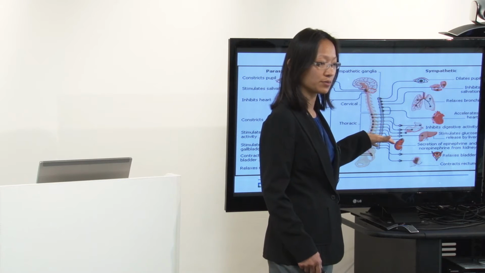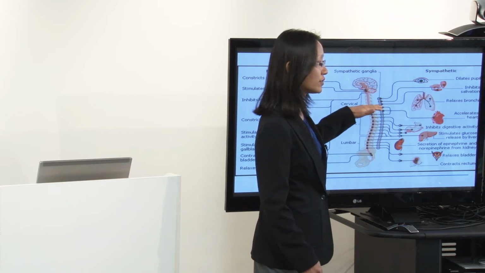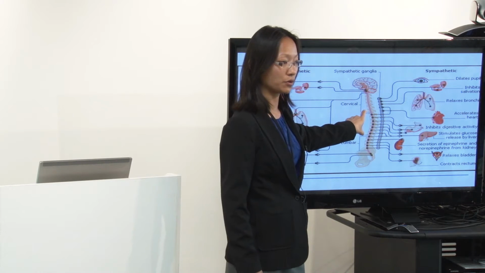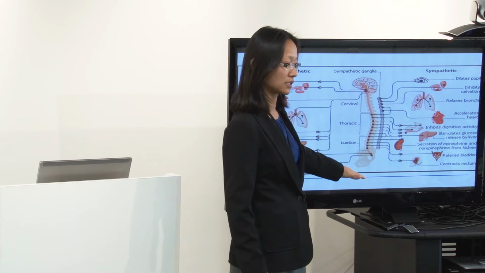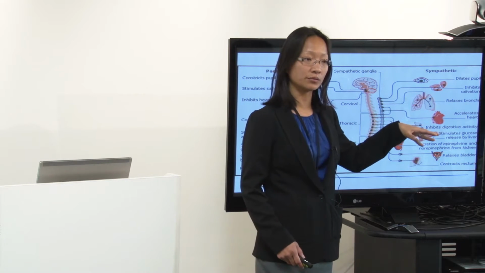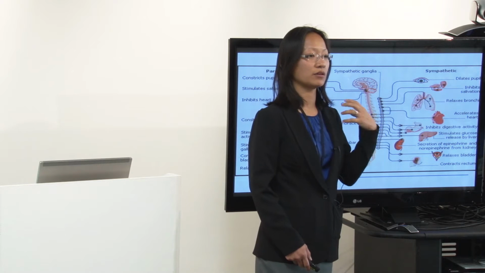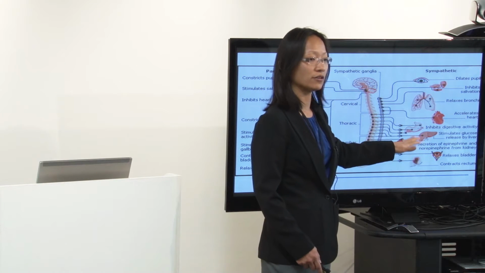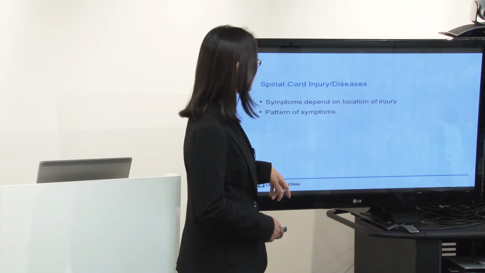And the reason why they have sympathetic dysfunction is because all of their sympathetic innervation is within the spinal cord, and their parasympathetic system is actually intact. So that's where they can have different problems with regulating their heart rate, regulating their bowels, regulating their bladder, because this is where that information is held.